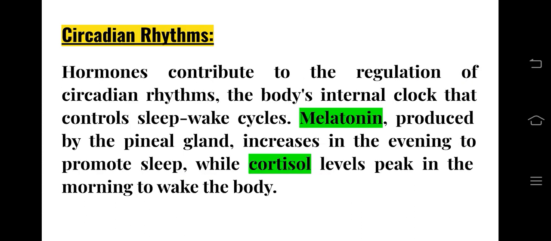Then circadian rhythms. Hormones contribute to the regulation of circadian rhythms, the body's internal clock that controls sleep-wake cycles. Melatonin, produced by the pineal gland, increases in the evening to promote sleep, while cortisol levels peak in the morning to wake the body.